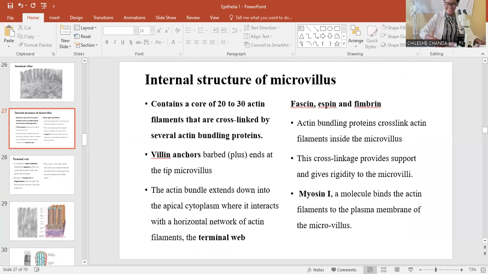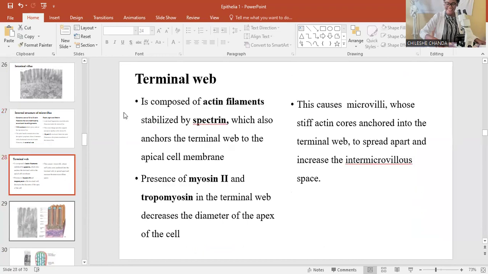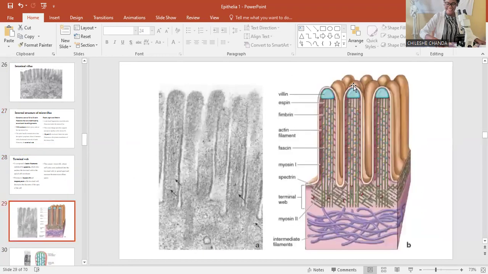These structures contain a core of 20 to 30 actin filaments that are cross-linked by several actin bundling proteins. So you find proteins such as villin, okay? We'll find proteins such as fascin, espin, and fimbrin. They are all arranged in an intricate manner such that they allow these stereocilia to work the way they're supposed to work in the absorption of nutrients, okay?